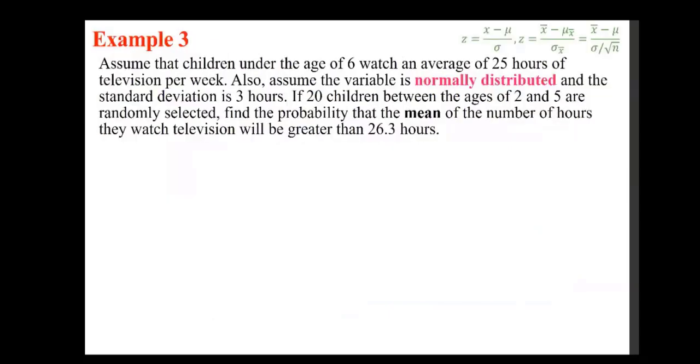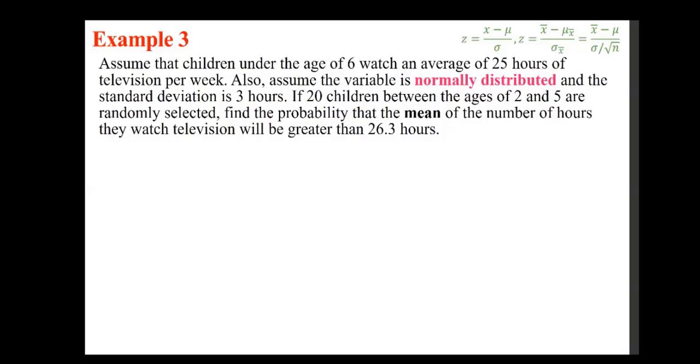Here's the next one. Assume that children under the age of 6 watch an average of 25 hours of television per week. Also, assume the variable is normally distributed and the standard deviation is 3 hours. If 20 children between the ages of 2 and 5 are randomly selected, find the probability that the mean of the number of hours they watch television will be greater than 26.3 hours.